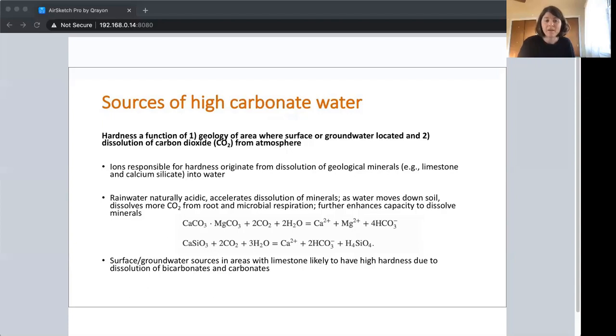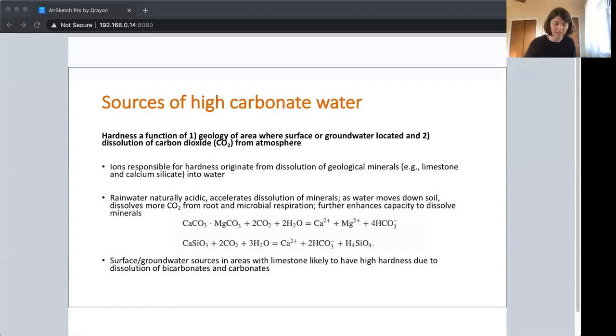But first, the ions that are responsible for hardness originate from minerals that are very common in some soils here, like limestone and calcium silicate, that naturally produce these ions. Rainwater is also naturally acidic and accelerates the dissolution or breakdown of these minerals and the release of these compounds that contribute to your high carbonate water. And then as water moves down your soil, it continues to dissolve more CO2 from your root and microbial respiration, and this further breaks down your minerals, okay?